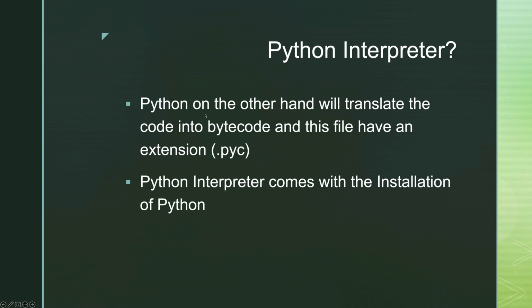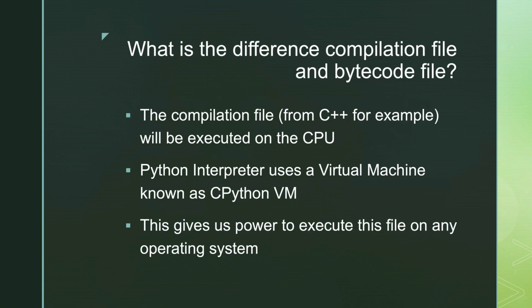So Python will translate the code into bytecode. This is a file that is called bytecode, and this file has the extension .pyc. The Python interpreter comes with the installation of Python, so we don't have to worry about installing it, okay? So when we install Python on our machine, it will come with different things, and the Python interpreter is one of these.